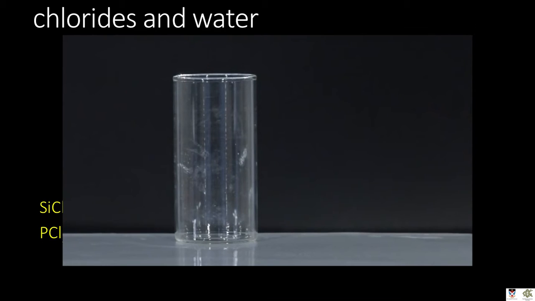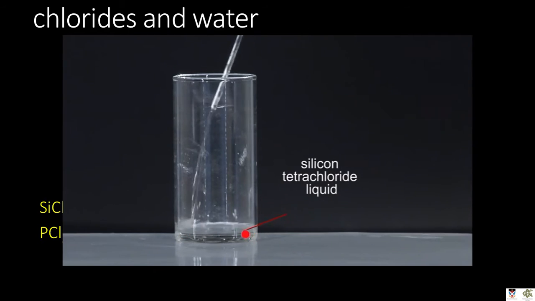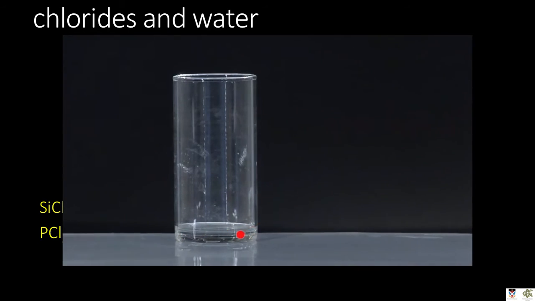In this first clip, we will look at the reaction between silicon tetrachloride and water. First of all, please note the appearance of the SiCl4. It is a colorless liquid. It is a liquid at room temperature.